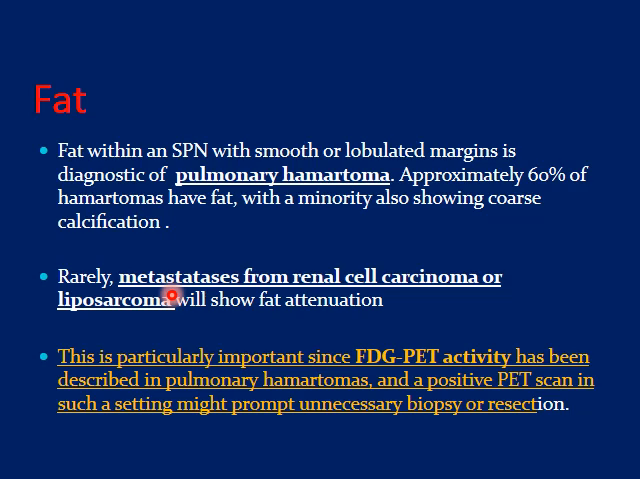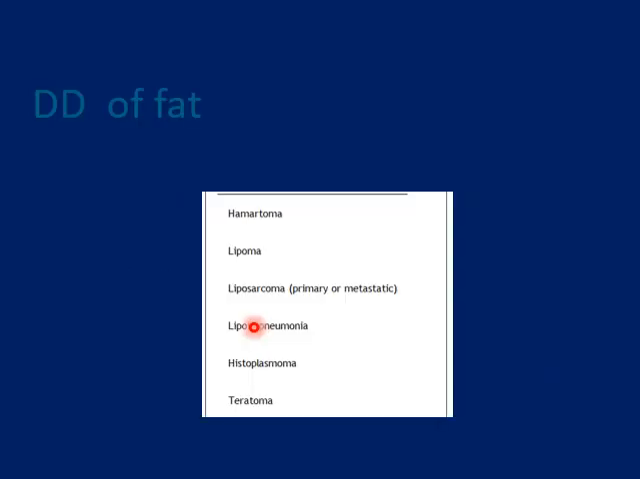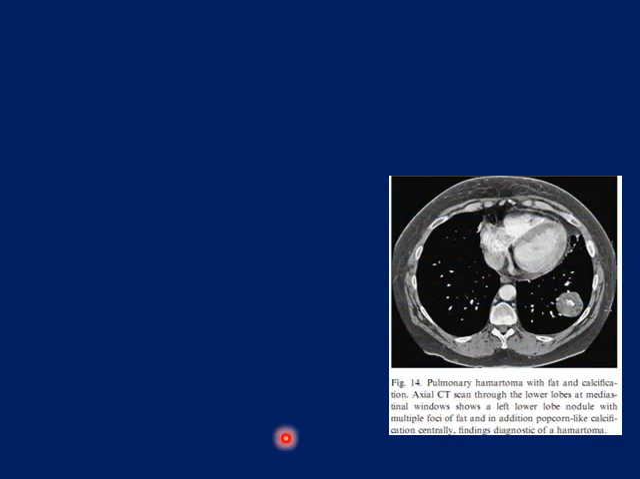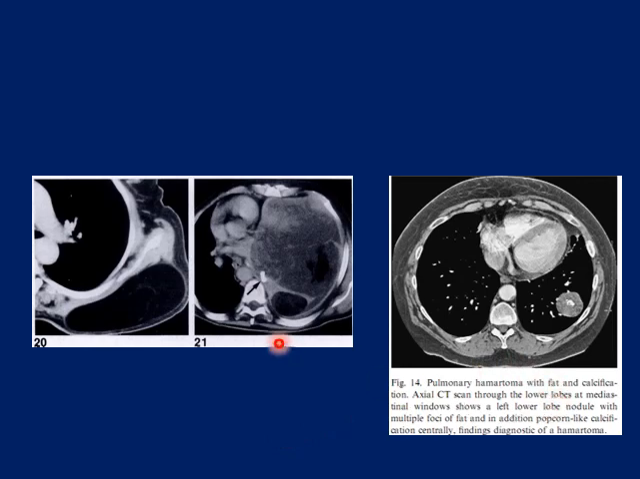So you should analyze the initial image. Presence of fat, calcification, and well definition of the lesion are more or less with hamartomas, not malignant lesions. The differential diagnosis of fat inside a lesion includes, of course, hamartoma, lipoma, liposarcoma, lipoid pneumonia, histoplasmoma. Let us see this huge lesion containing fat. This was a liposarcoma. And this is a typical hamartoma, containing calcification and spots of fat as you see. This assures you that this is a hamartoma.